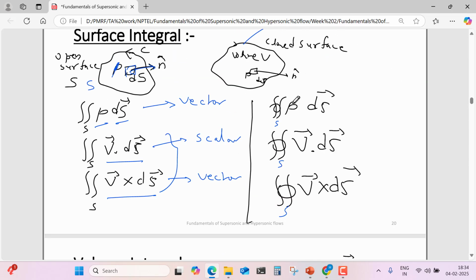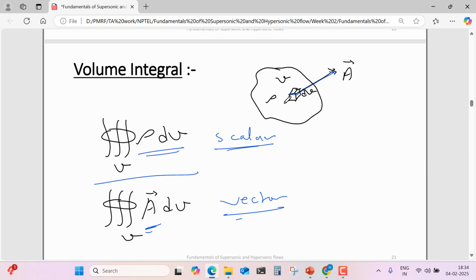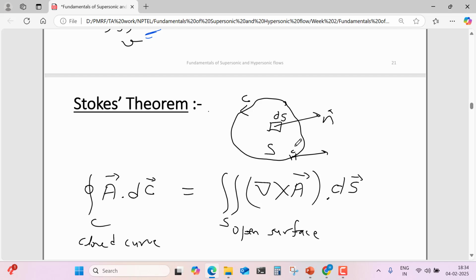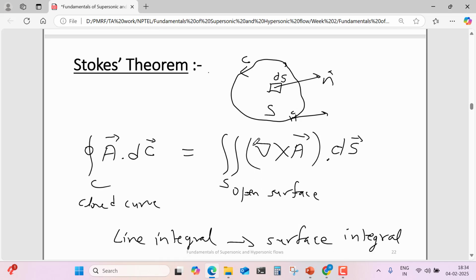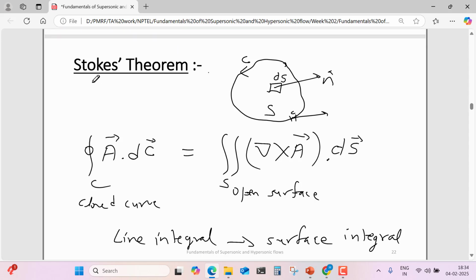Now, in many cases, we will find the combination of line integral or surface integral and volume integral. So, sometimes we need to interchange these integrals to one another. So, there are some theorems for that. The first one is the Stokes theorem. This Stokes theorem converts line integral to surface integral.